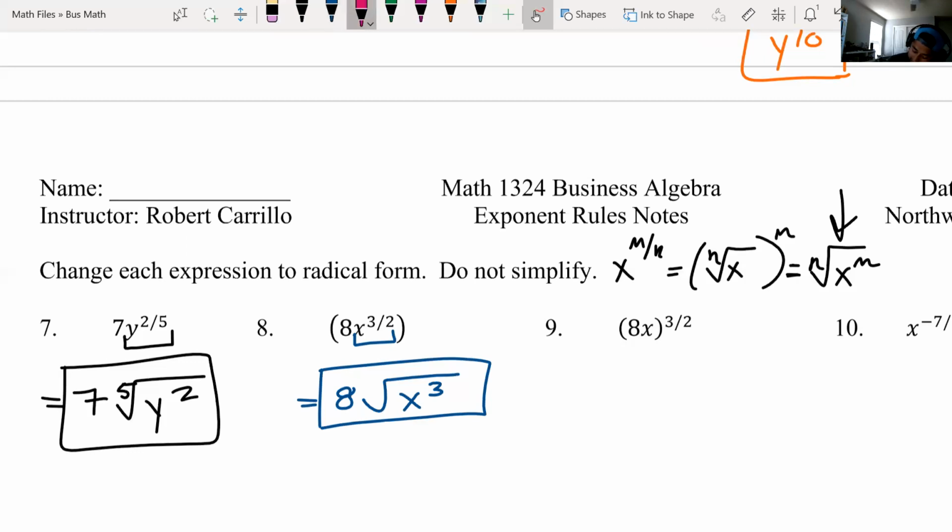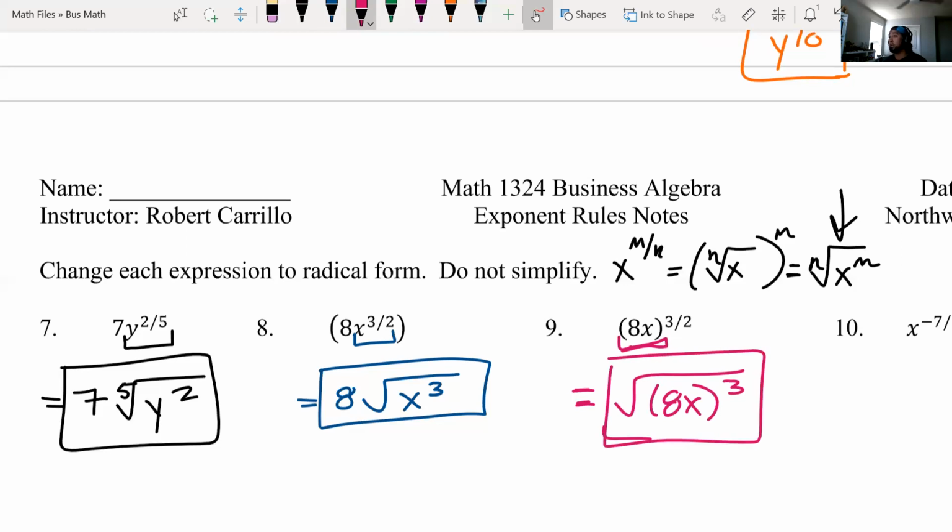And now, number 9, you have 8x to the 3/2. Now, this one, because of the parentheses, 8x is now the base being raised to the 3/2. So we convert, and we're going straight to that final form. And you're going to get the square root of 8x cubed. There it is. It said, do not simplify. We're just rewriting it as a radical.